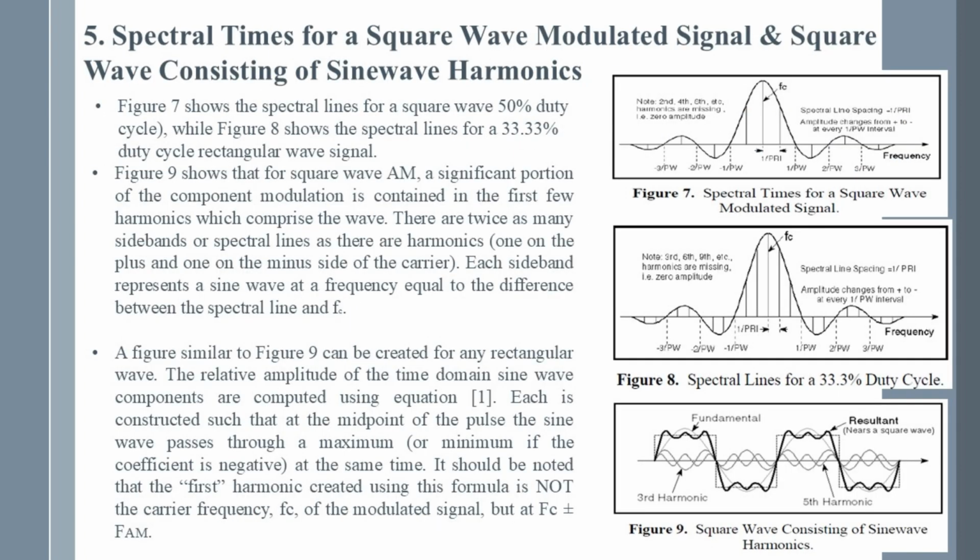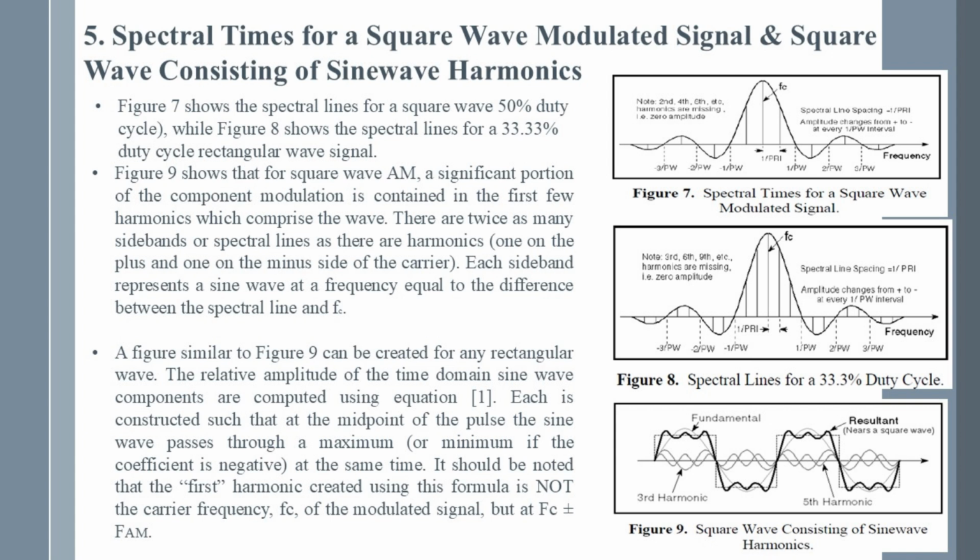5. Spectral lines for a square wave modulated signal and square wave consisting of sine wave harmonics. Figure 7 shows the spectral lines for a square wave 50% duty cycle, while Figure 8 shows the spectral lines for a 33.33% duty cycle rectangular wave signal. Figure 9 shows that for square wave AM, a significant portion of the component modulation is contained in the first few harmonics which comprise the wave.